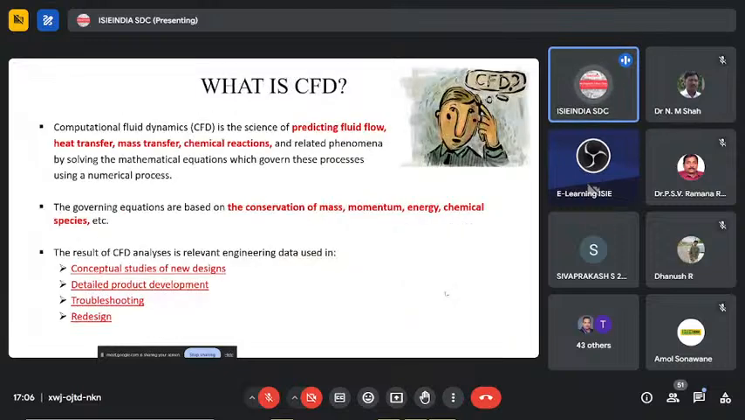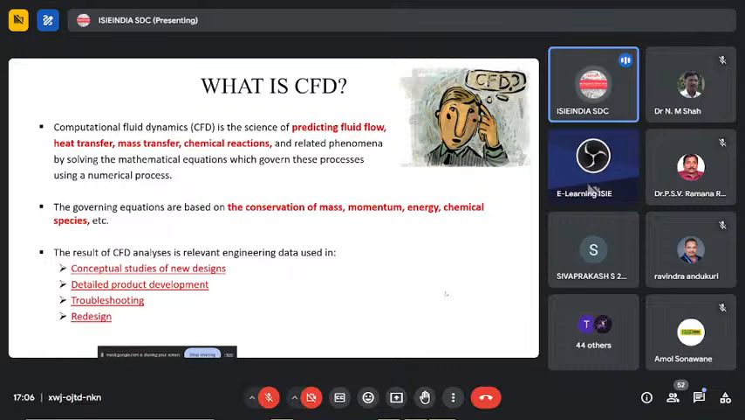So now, what is CFD basically? CFD is a field that uses computers to predict how fluids like air and water move and interact with their surroundings. It is also helpful to understand heat transfer, mass transfer, chemical reactions, and other related phenomena as well. To do this, CFD solves complex mathematical equations that describe these processes.